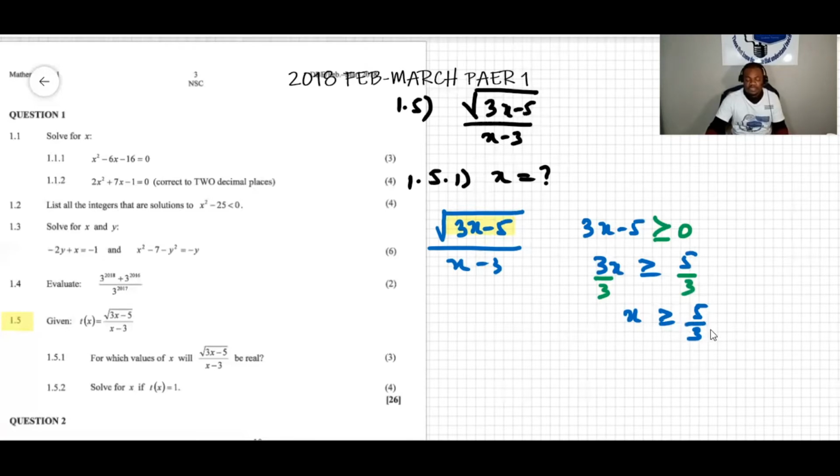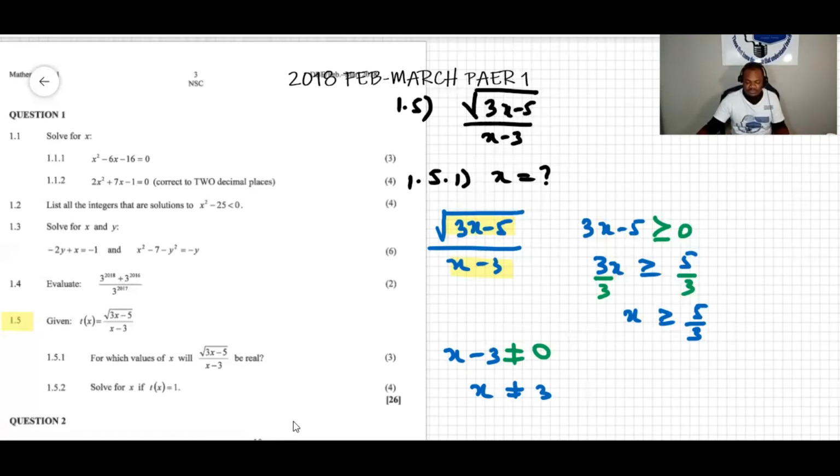Now, the other condition is that if you look at the denominator, a function is undefined when the denominator is 0, because division by 0 is ruled out. So another condition is that x minus 3 cannot be equal to 0. This means that x must be different than 3. So the conditions are x must be greater or equal to 5 over 3, and also different than 3.